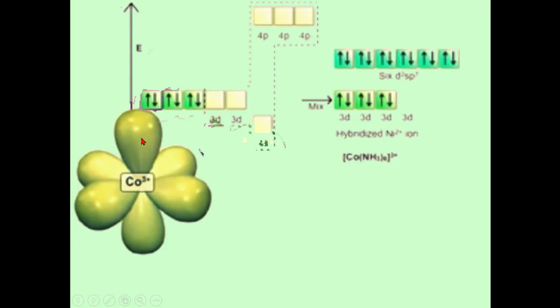If you remember or recall in VSEPR theory, if you have 6 electron domains, you get an octahedral shape. So basically the cobalt, the central atom, rearranges itself to form the octahedral shape. These are basically the 6 orbitals. 4 orbitals are attached themselves in a square planar position, one from the top and one from the bottom.